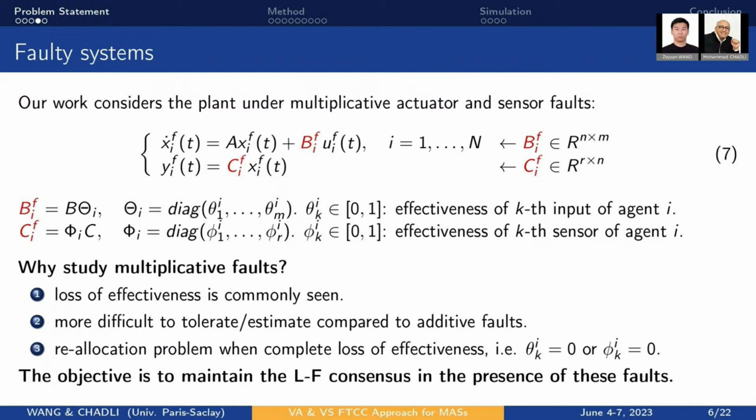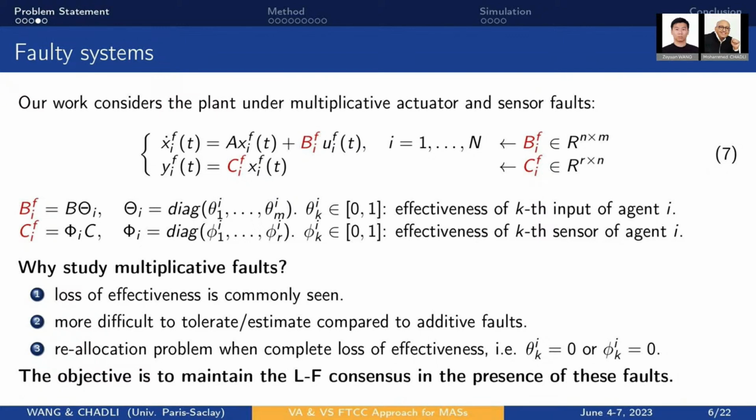So here B_i^f is equal to B times the actuator effective matrix big Theta_i, which is a diagonal matrix with each element representing the effectiveness of each actuator. The effectiveness is between 0 and 1, so if it is 1, it means there's no fault, and if it is 0, it means we completely lost this actuator. Because we have m actuators, so the matrix big Theta_i is m by m. The output matrix C_i^f follows the similar modeling of B_i^f with the effective matrix big Phi_i. Each diagonal element small phi_i is between 0 and 1.